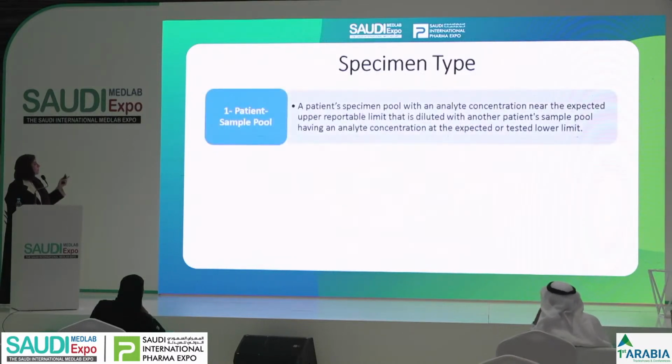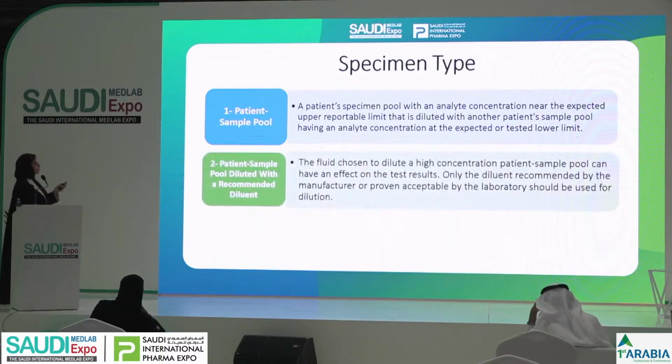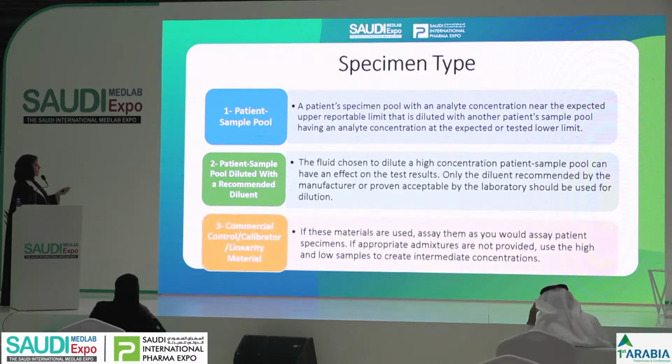Sample type: 1, if I don't have sample, I can pool my sample by diluting my sample with another sample. This is one pool. Second pool, diluting my sample with a commercial or recommended diluent, water or any other manufacturer commercial diluent. The last one is if I have enough controls or calibrators or reference material or linearity materials, those are the best to be used.